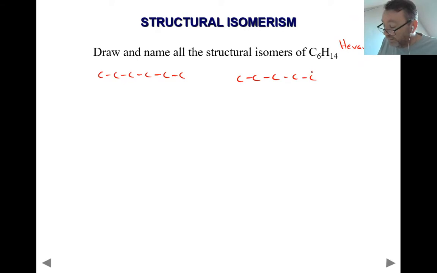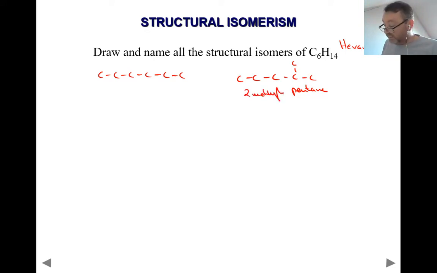So if I put it here, what would that be? That would still be 6 in a row. Little kink at the end doesn't matter. Longest chain would still be 6, so we can't use that. But if I was to put it here, what would that be? 1, 2, 3, 4, 5, pentane. But wouldn't it be, counting from this end, 2-methylpentane?